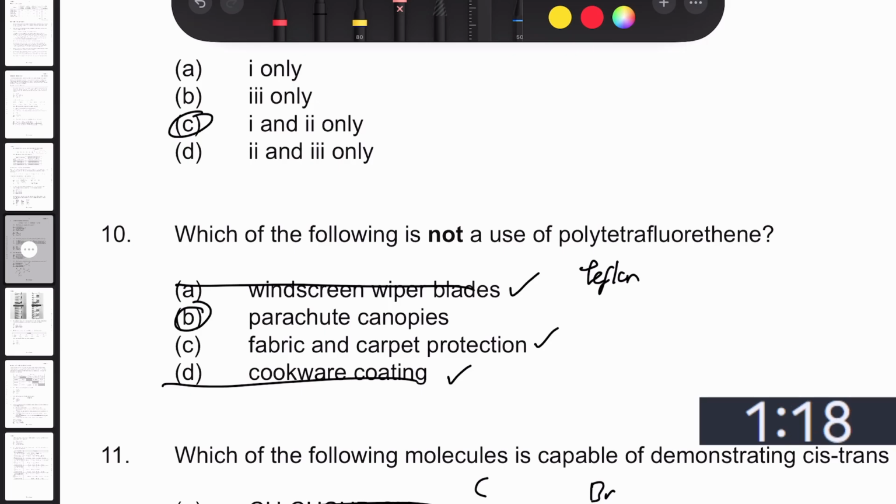So do fabric and carpet protections get slippery? I think they do. If you put like a rug or something over it, you're protecting the carpet, and then underneath it, it shouldn't be like grippy on the carpet. So I think I'm gonna leave my answer as B.